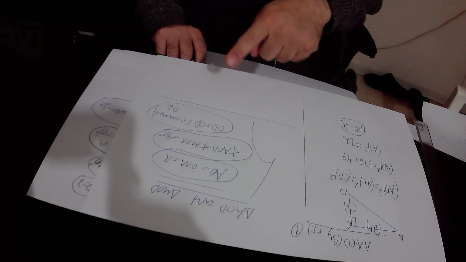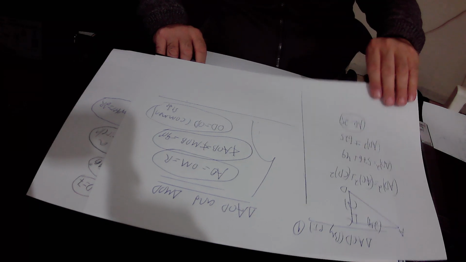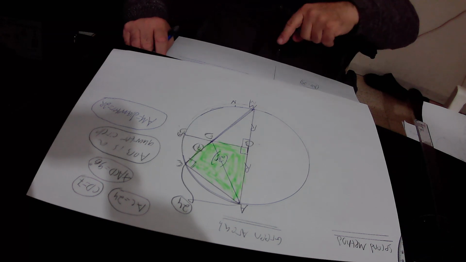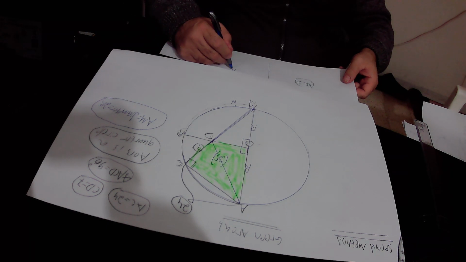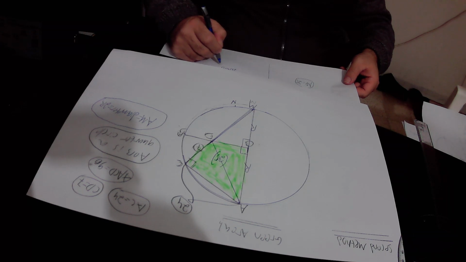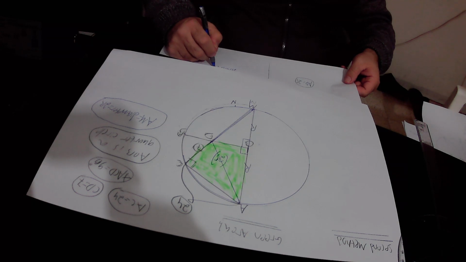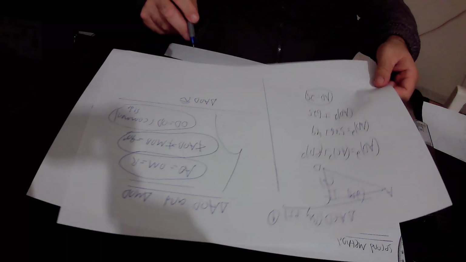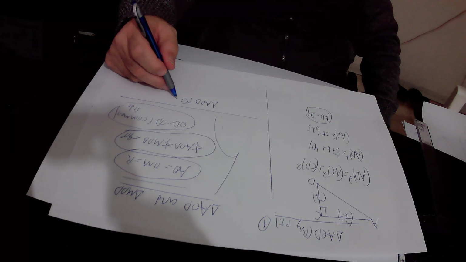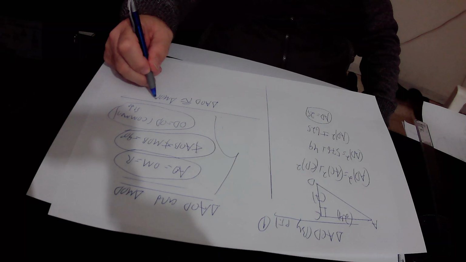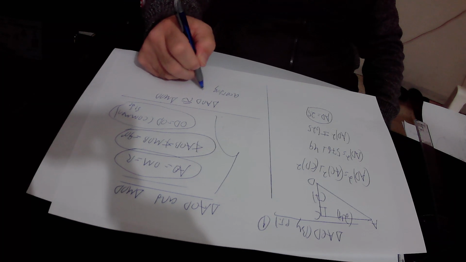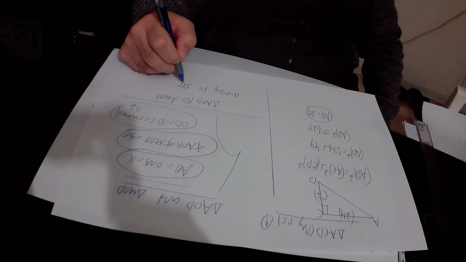Side OD equals itself, a common side that belongs to both triangles. So we actually proved that the green triangle AOD is congruent, this is the sign of congruent, to the white triangle MOD according to the side angle side rule.